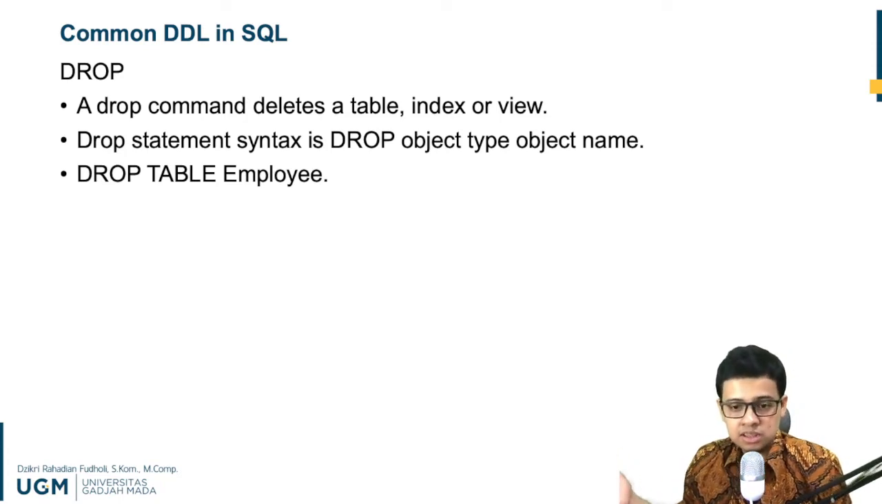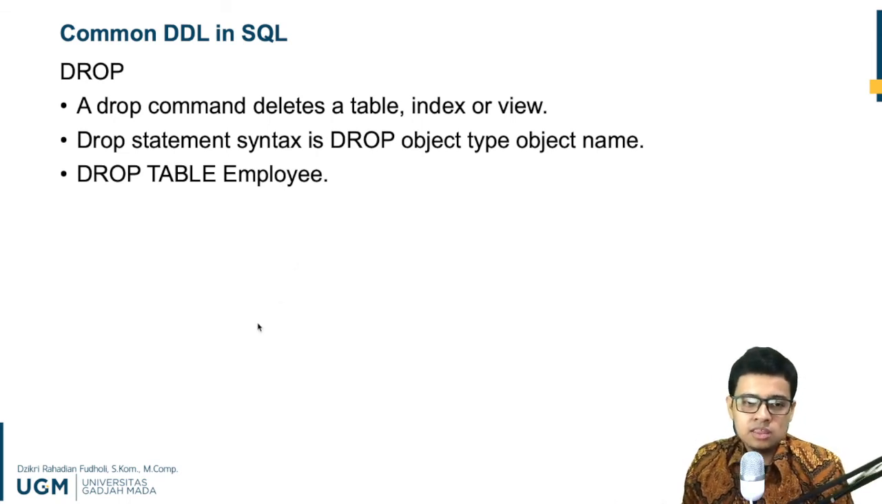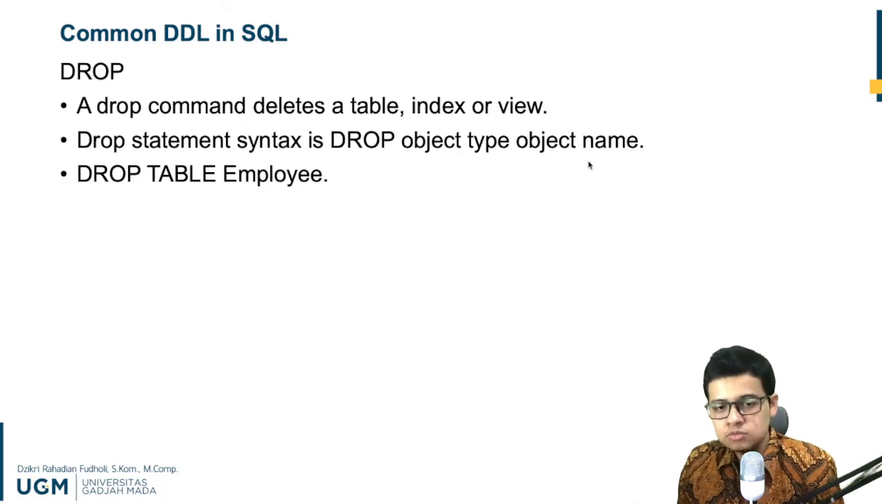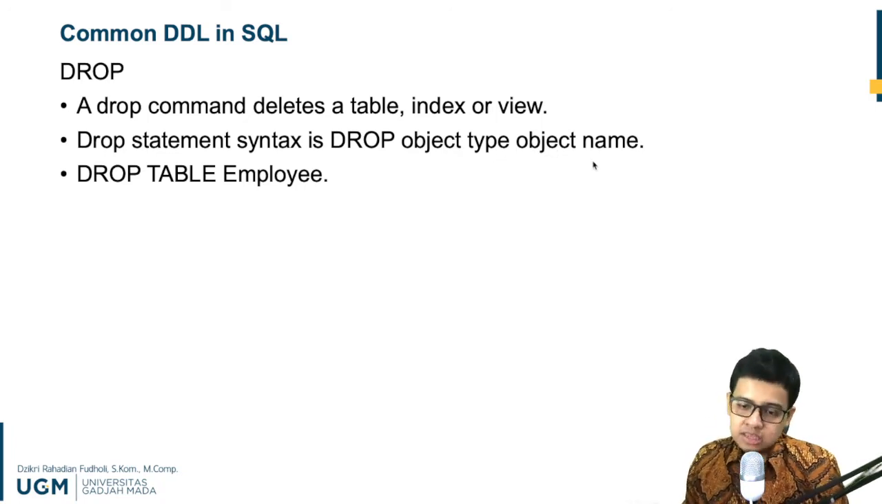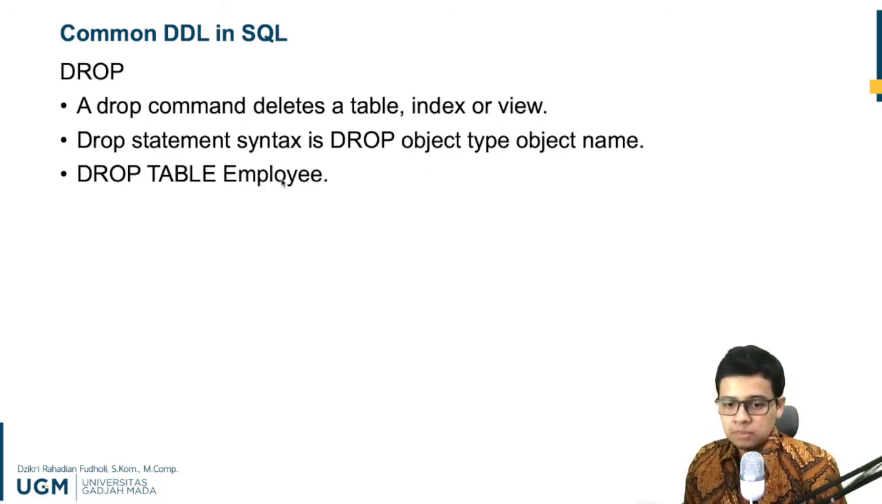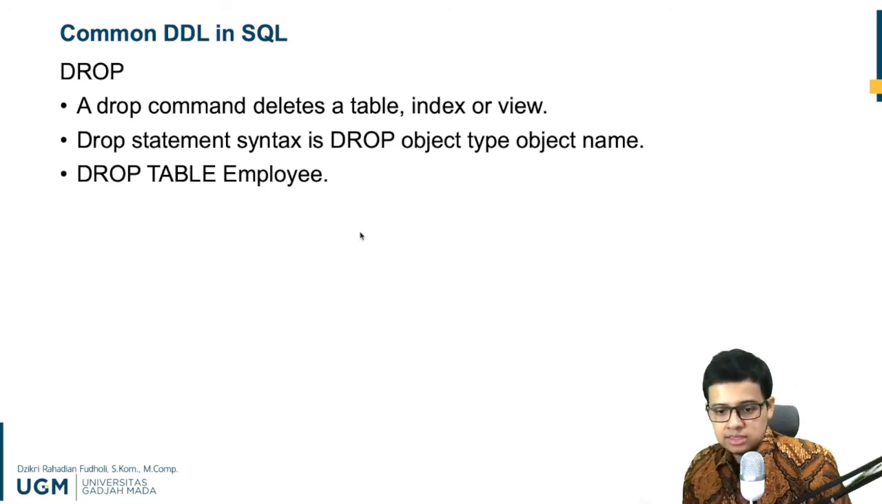We'll see what an index is and what a view is. And the syntax is very simple. We have drop, then the object type, and then the object name. For example, here we have drop table, so we are going to drop a table, and the table name is employee.